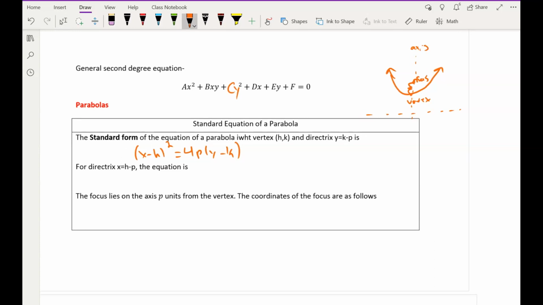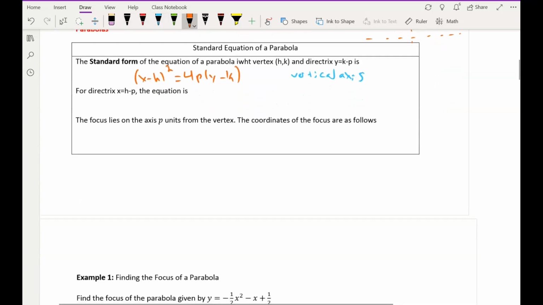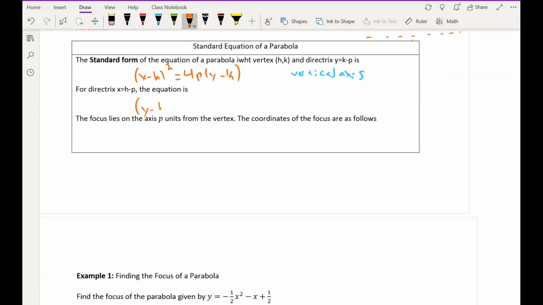Okay, so we have x minus h in parentheses squared equals 4 times p times, in parentheses, y minus k. That is going to be a parabola's equation if it has a vertical axis, like the one that we drew above. Okay, if there's a horizontal axis, it's going to look like this: y minus k squared equals 4 times p times x minus h. And that is going to be if we have a horizontal axis.